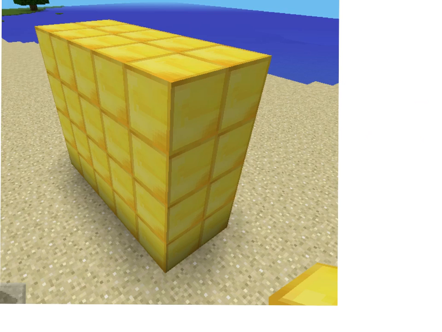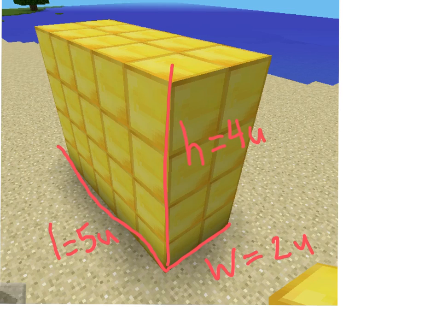Okay, now it's your turn to try one. Here's another rectangular prism. If we take a good look at it, we can notice that the width equals 2 units, the length equals 5 units, and now the height equals 4 units. Now pause the video right now, take a second, and see if you can figure out the calculations. I'll wait for you.